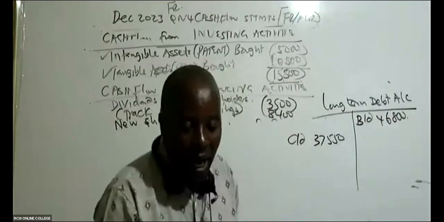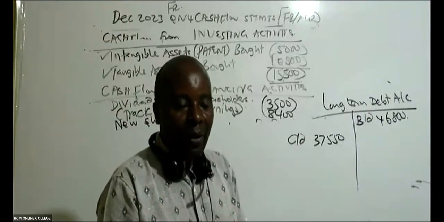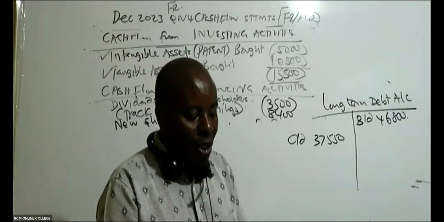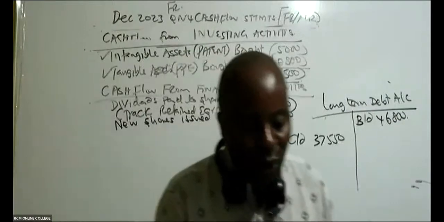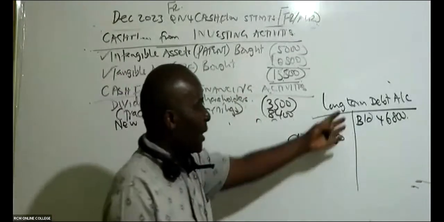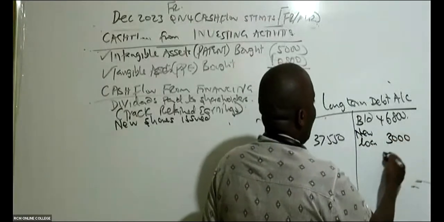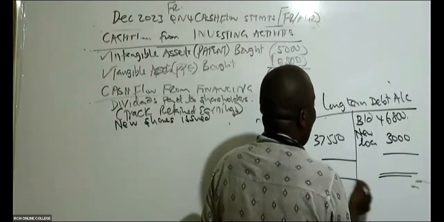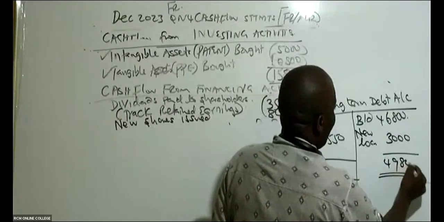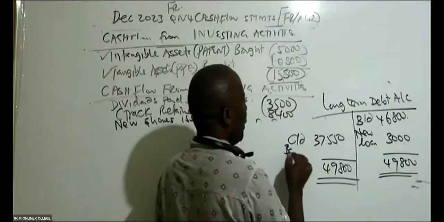And then in the year, we are told that we issued new loan notes. Are you able to see note number 3, where they're saying that the company repaid some borrowings which had matured during the year and issued new loans amounting to 3,000? Is there somebody who is able to see that note? We issued new loan notes. That must come in, so in this case here, we have new loan, 3,000. So it means that now the balancing figure will be what we paid. So this is 49,800. So in this case here, bank is what we paid.